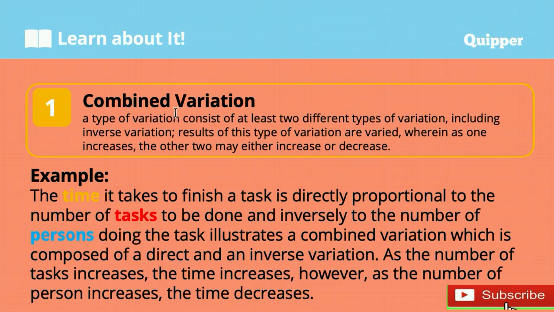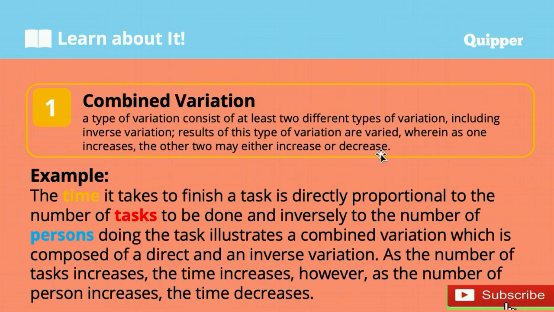Combined variation is a type of variation that consists of at least two different types of variation, including inverse variation. This is a combination of direct variation and inverse variation, or joint variation and inverse variation. The results of this type of variation are varied, wherein as one increases, the other two may either increase or decrease.